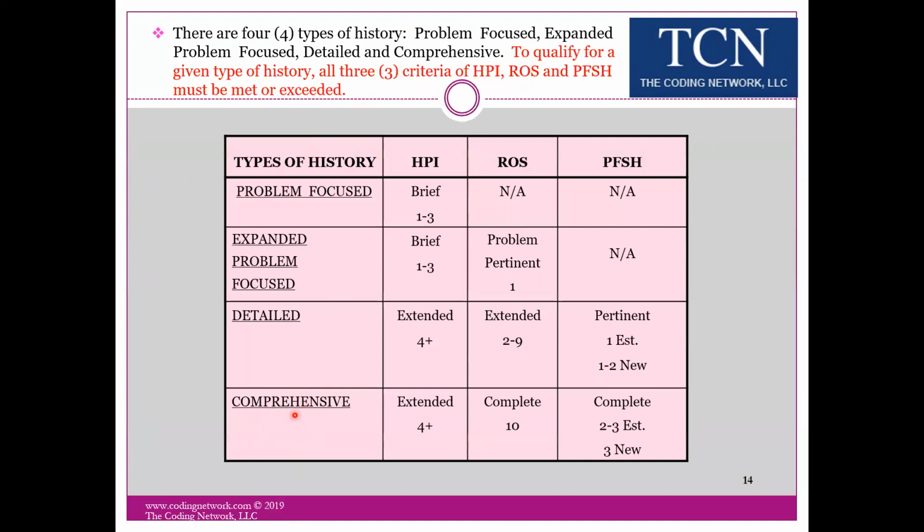You need that for a level 4 or 5 new patient visit. You've got to meet all the criteria here of 4 HPI, 10 review of systems, and the past, family, and social history. If you fall short on any one of them, for example, maybe you only documented 9 review of systems instead of 10, you're going to default to detailed. For a new patient visit, that's going to cause the level to drop to a 99203.